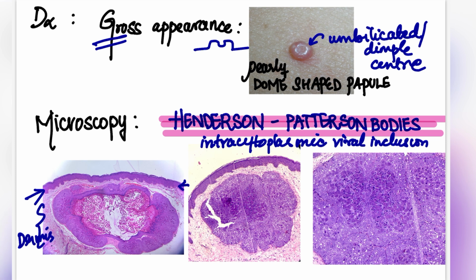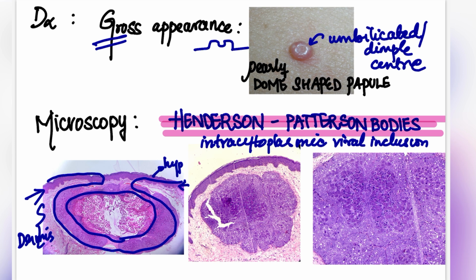In this cut it has not come, but if you cut the sections a bit higher, you will see that the epidermis will invaginate into the dermis, forming a cup shaped lesion. So there will be hyperplasia of the epidermis into the dermis, and then inside it you will see these viral bodies. So this was one image of the condition.